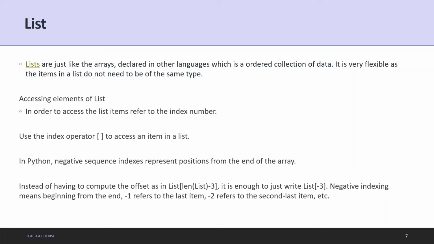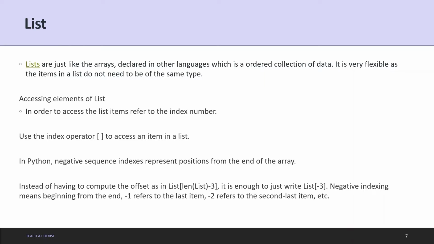Negative indexing means beginning from the end. Minus 1 refers to the last item, minus 2 refers to the second last item, etc. So what does it mean? We don't need to take the length of the list and subtract 3 to get the third last item in the list. Instead, you just say list[-3], which will give you the third last item in the list.